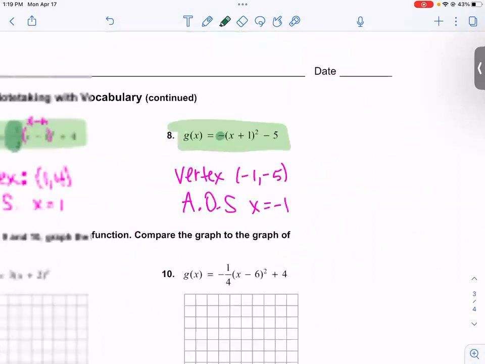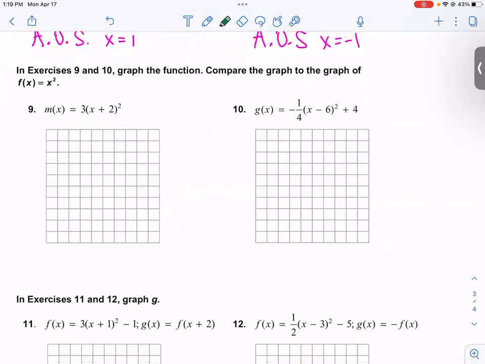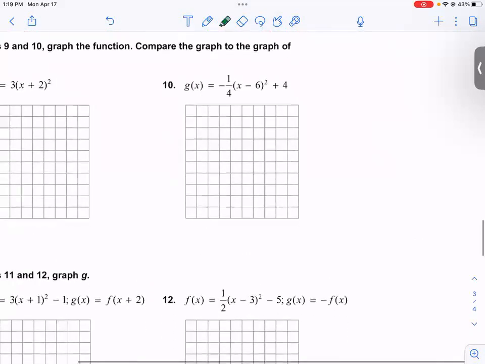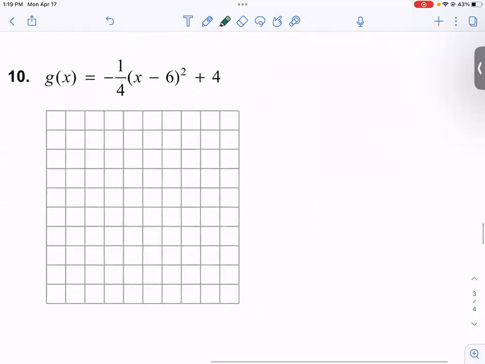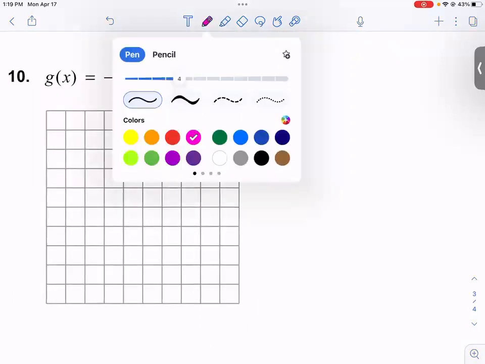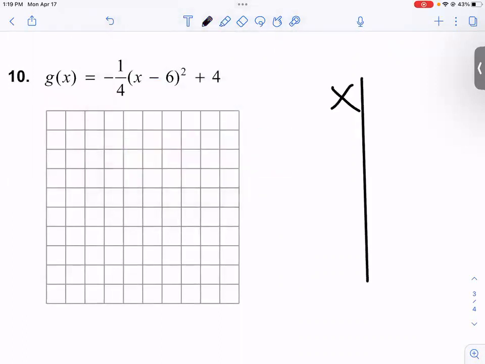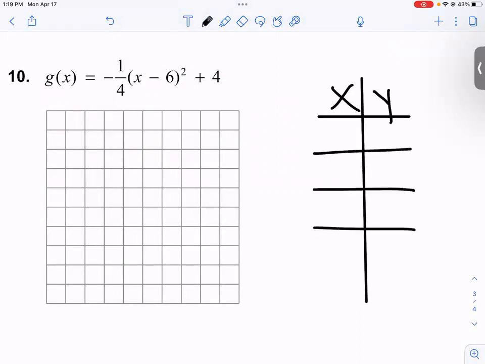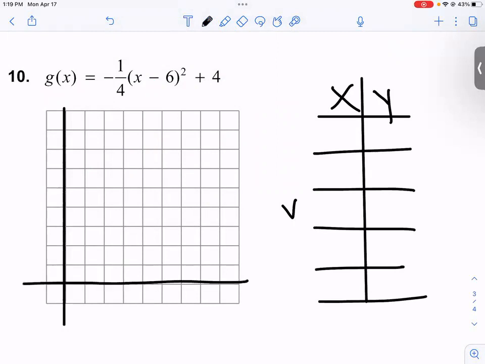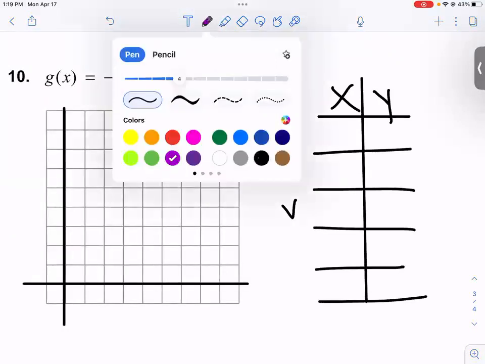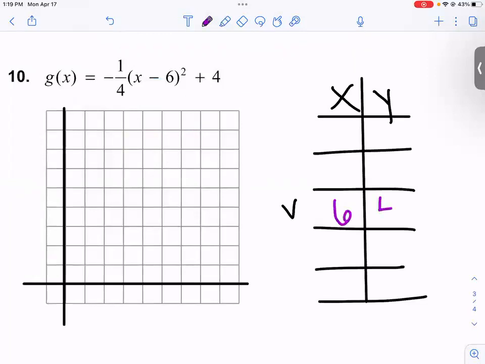Okay. All right. So here we go. We are going to graph number 10. So the first thing I want you to write down, let's make an XY table. And I'm gonna write a V right here for vertex. Can you fill in where our vertex is, please? Oh, our vertex is at 6, 4.